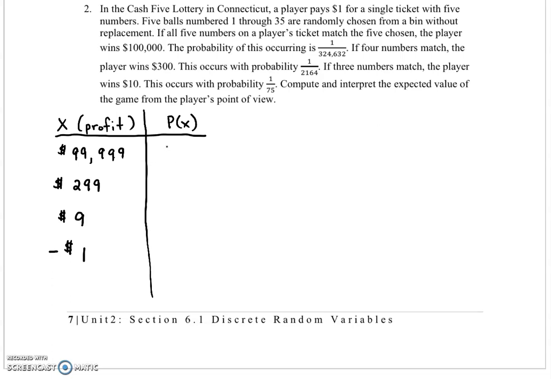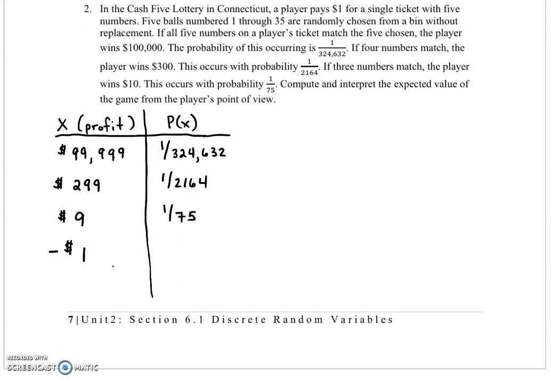So we have the probabilities. Winning the big prize happens 1 out of 324,632. Winning with 4 numbers happens 1 out of 2,164. Winning with 3 numbers is 1 out of 75.